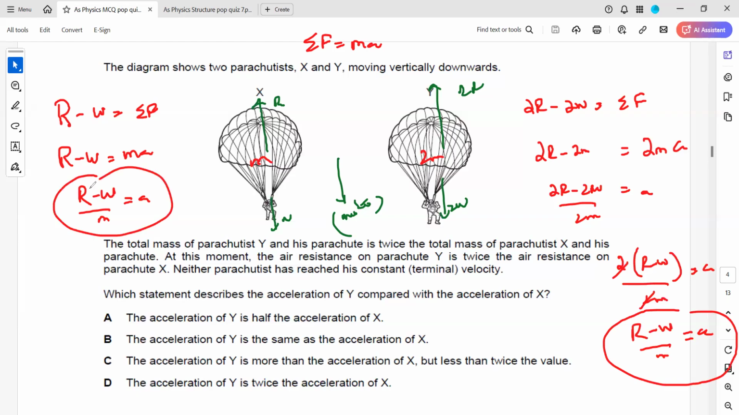If we get the same expression, it means the acceleration of parachutist X will be equal to the acceleration of parachutist Y. Or actually it should be deceleration, the right term, because they will decelerate. So the deceleration of parachutist X will be the same as the deceleration of parachutist Y. Is it clear?